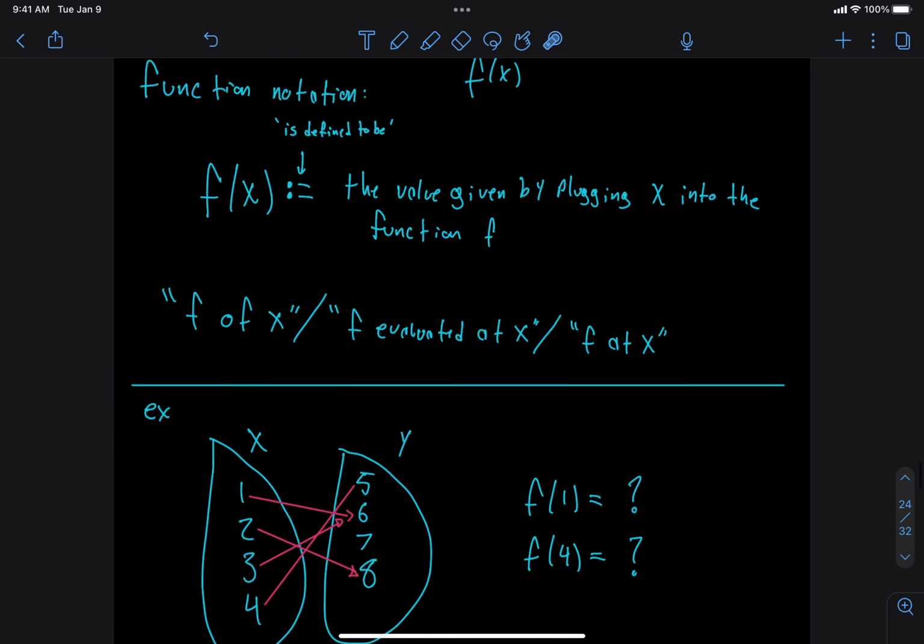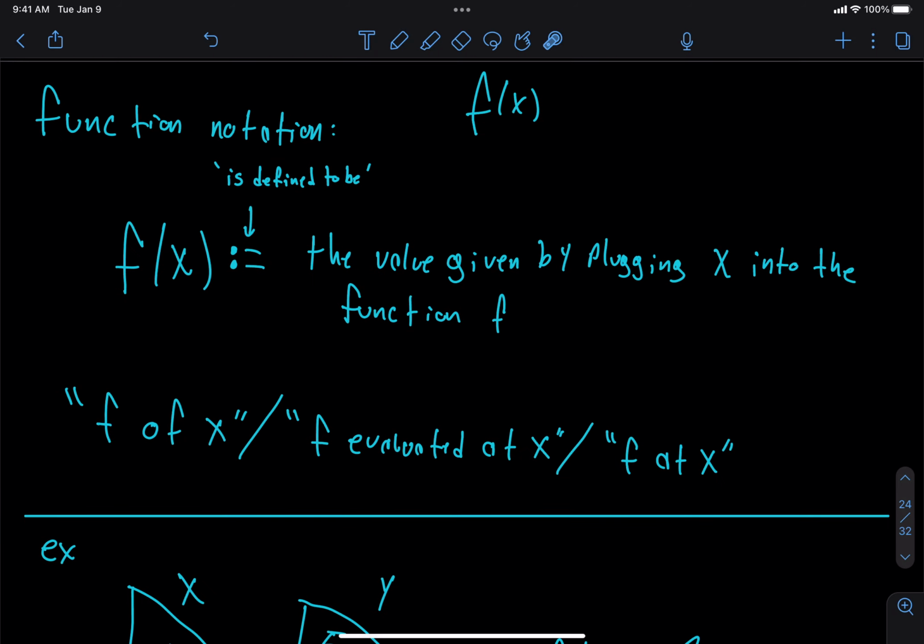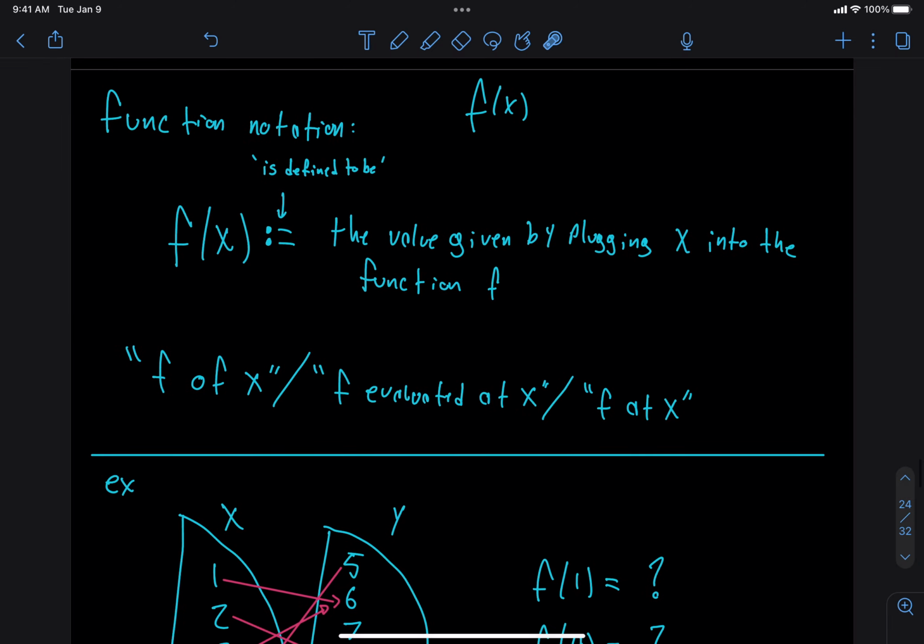So this is function notation. The terminology that we use to go along with this is sometimes I'll say something like f of x, or f evaluated at x, or f at x. I rarely hear people say this one, but if you say that, that's fine. Any questions on the notation?